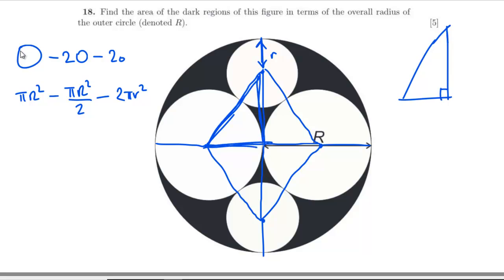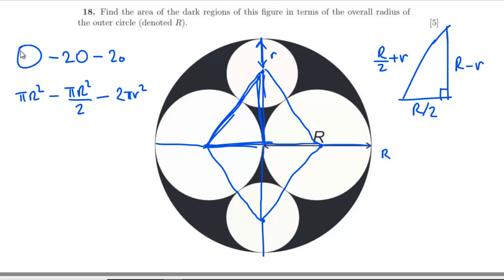So we've got the right angle in the middle. This is r over 2. The hypotenuse is going to be r over 2 plus little r, and the vertical side is going to be big R minus little r. So we can Pythagoras all of this.